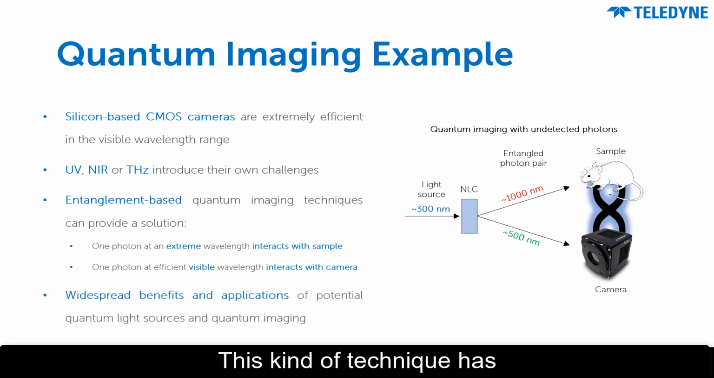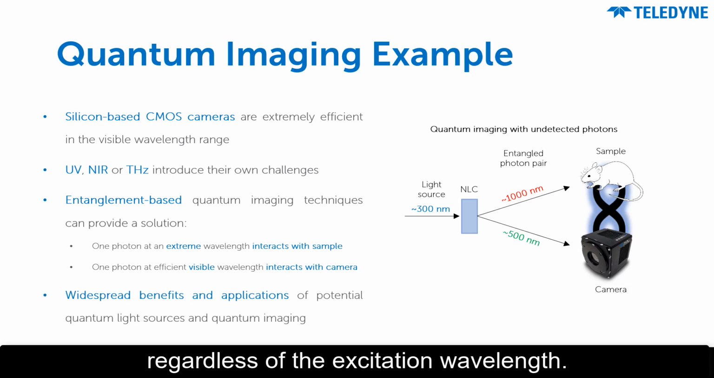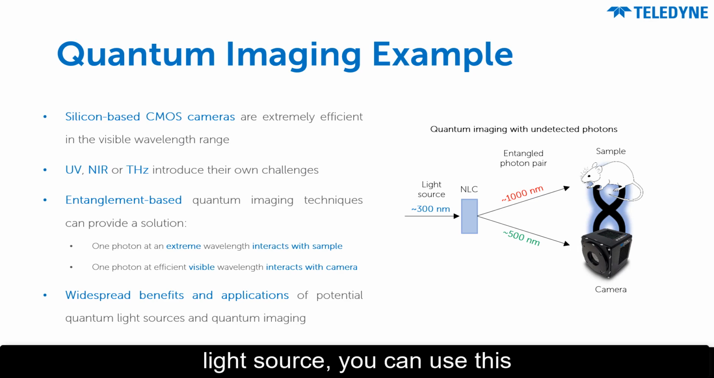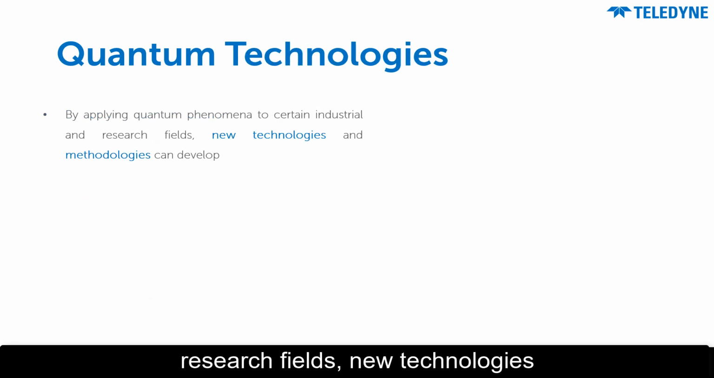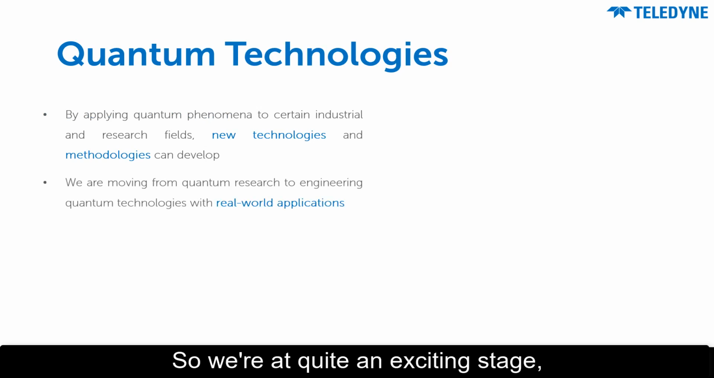This kind of technique has widespread benefits and applications. Your camera is essentially able to operate at maximum efficiency regardless of the excitation wavelength. As long as the two photons add up to the same energy as the initial light source, you can use this for all sorts of applications. So by applying these quantum phenomena to industrial and research fields, new technologies and new methodologies can develop. So we're at quite an exciting stage.